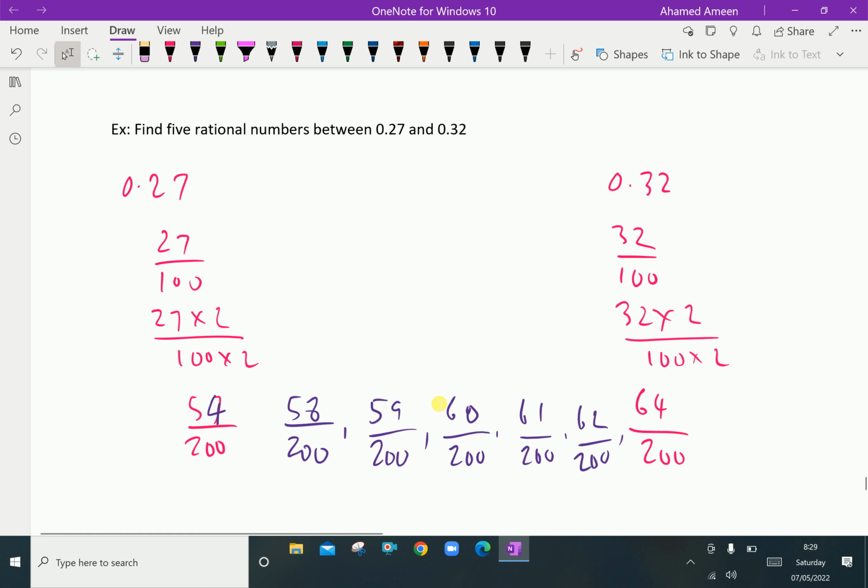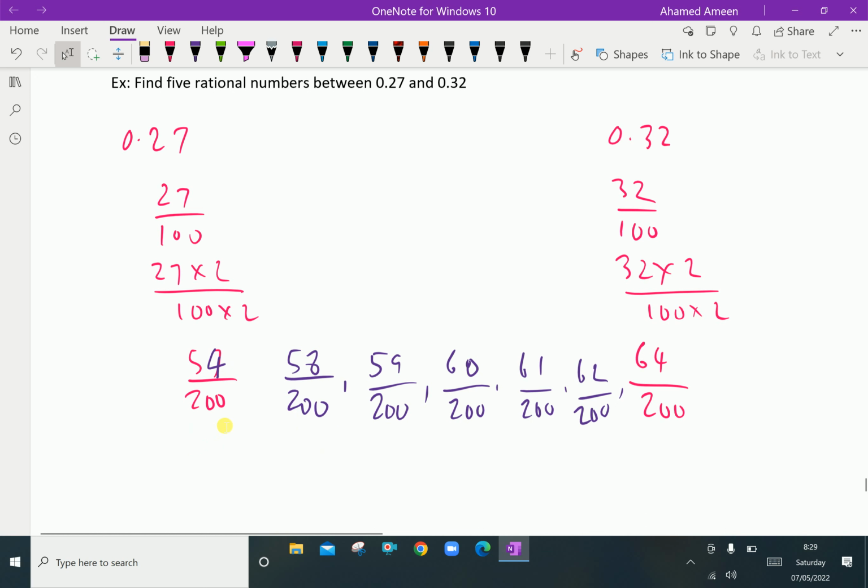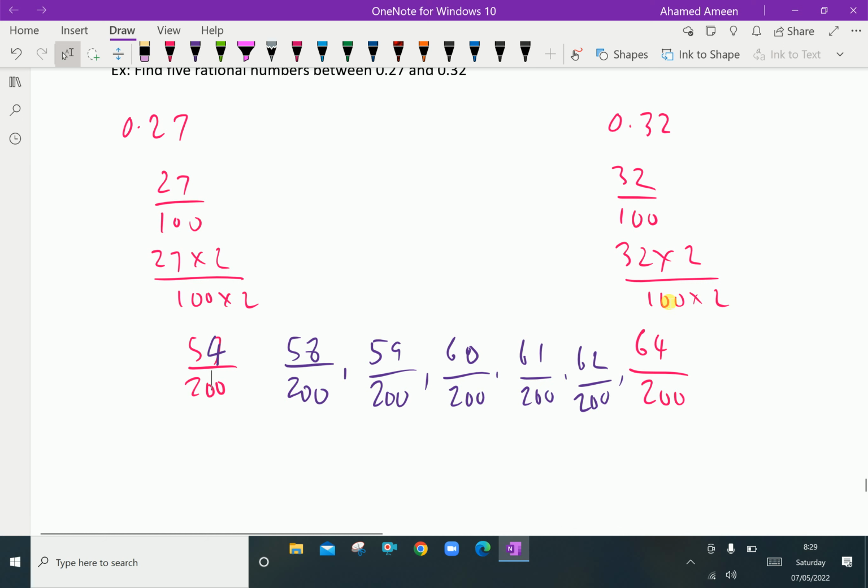So it is 54 by 200. Here 32 into 2 is 64 by 200. Then in between them we can write any numbers. Even 55 by 200 also we can write, but it's enough. That is 55, 59, 60, 61, 62.